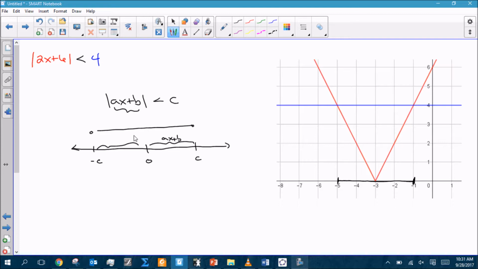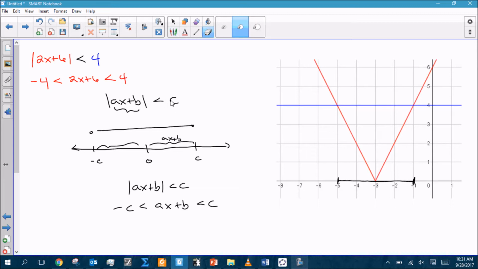The way we find that is we say our expression has to be between negative c and positive c. So that's why, if I have the absolute value of ax plus b is less than c, we rewrite it as the opposite of c is less than ax plus b is less than c, and we just go through and solve that. For our particular problem, we would rewrite this as negative 4, the opposite of that, a less than sign, then our 2x plus 6, and then positive 4. We'll go through and solve that.